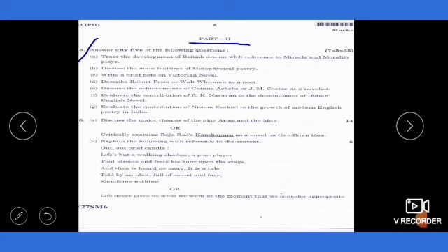Now next move to 6. 6A. Discuss the major theme of the play Arms and the Man, or critically examine Raja Rao's Kanthapura as a novel on Gandhian idea. Okay, it is of 14 marks. In 6A, there are 2 questions given. You have to attend only 1. Now B. Explain the following with reference to the context.